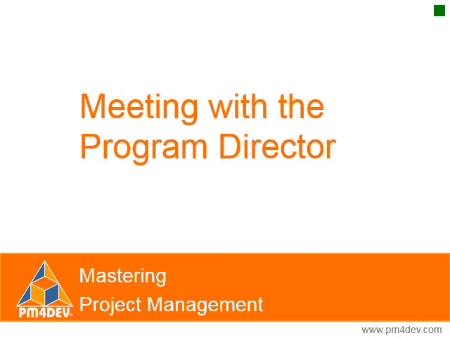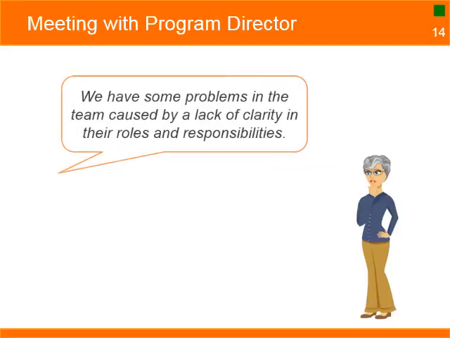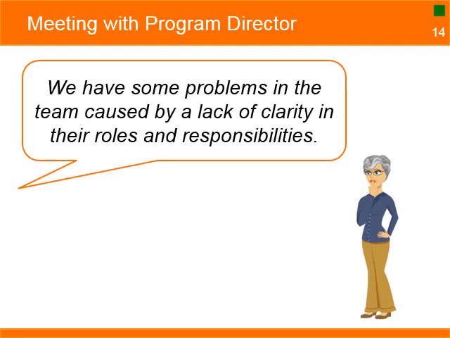Meeting with the program director. In your meeting with the program director, you inform her of the conversation you had with the team and the problems they are facing because of the lack of clarity in the roles and responsibilities. You mention that the areas affected are related to the project support, which includes procurement, administration, and coordination.